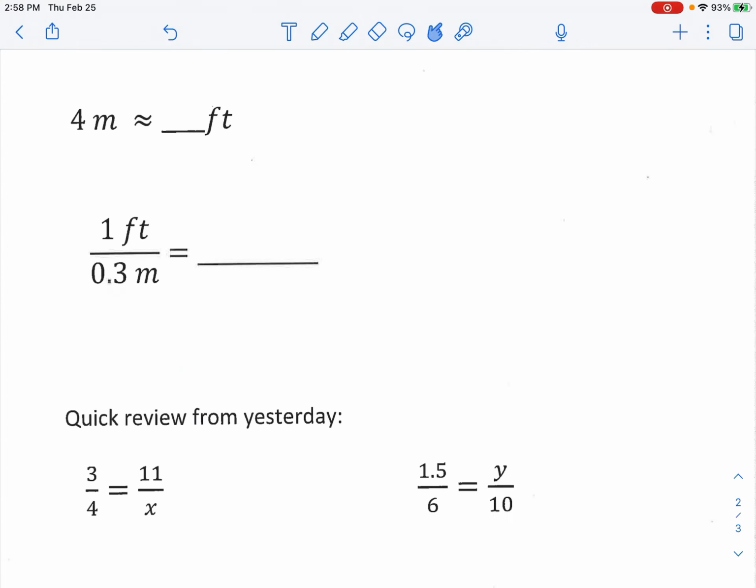All right, converting from meters to feet. 4 meters equals how many feet? Look at your reference sheet. On your reference sheet, I'm in the middle column where it says U.S. customary to metric. So we're looking at 1 foot is about 0.3 of a meter. So the rate always goes on the left. What you're converting to always goes on the right. Notice that feet are on the top on the left, so feet have to go on the top on the right. I don't know how many feet, so that's my x number of feet.